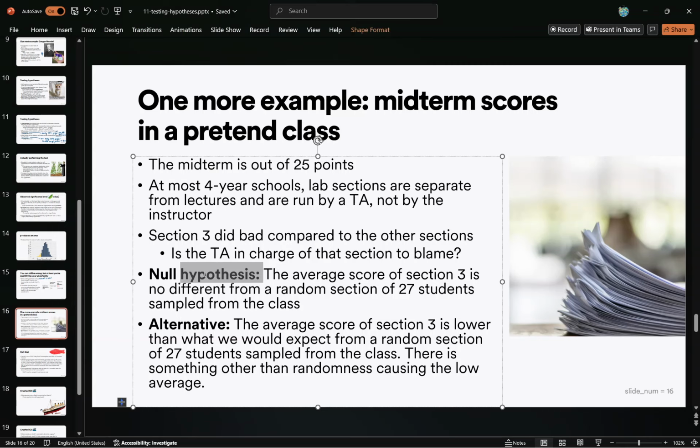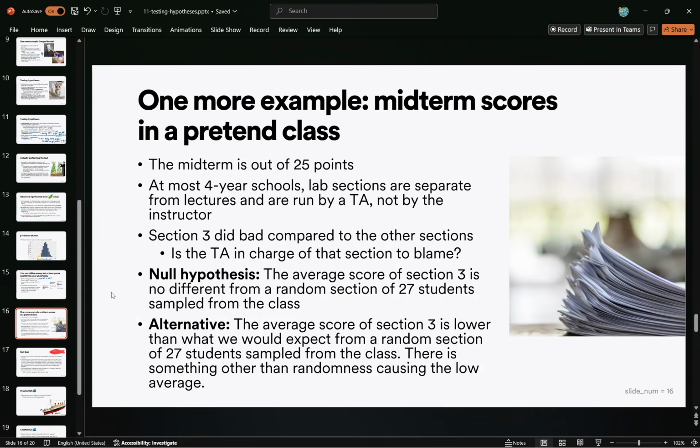So that's our null hypothesis, right? Our model is like, okay, what we saw was due to chance. That's what your null hypothesis is usually going to say. That's what we can simulate very easily. The average score of section 3 is no different from a random section of 27 students sampled from the class. They just happened, like, the badly performing students all happen to be in one section.